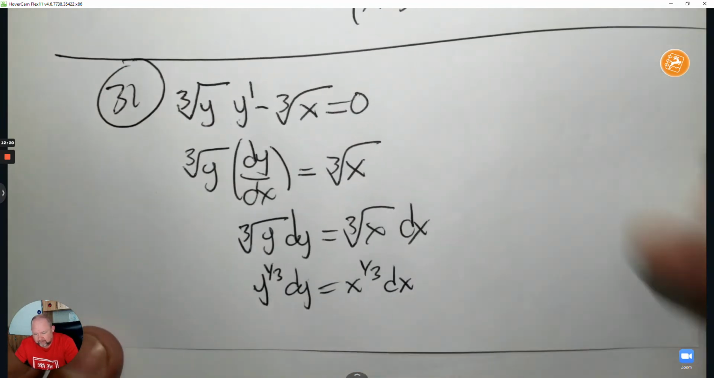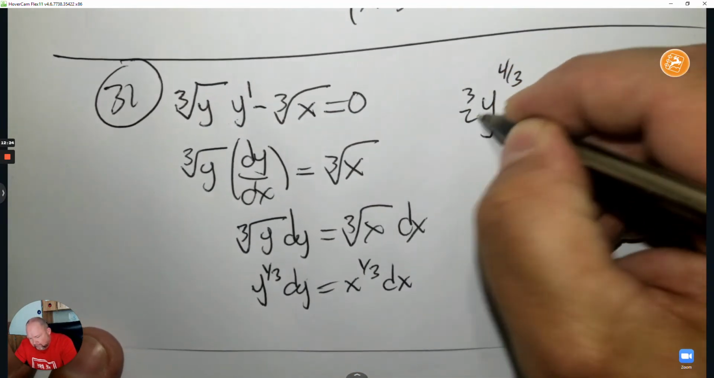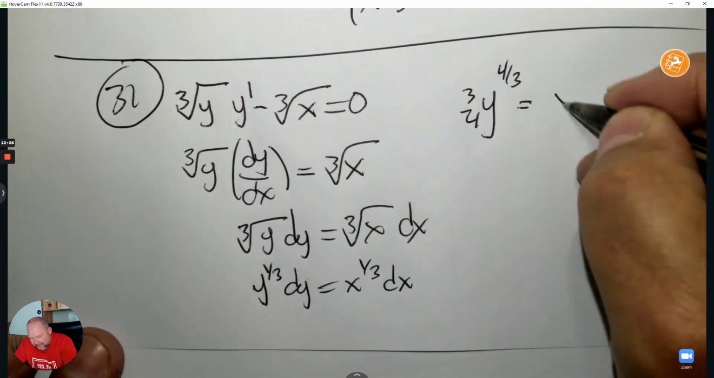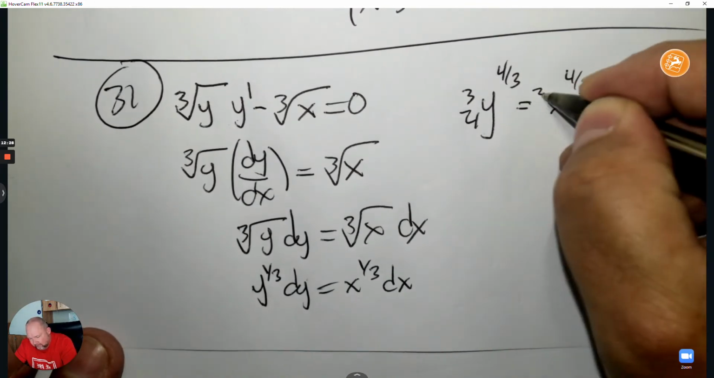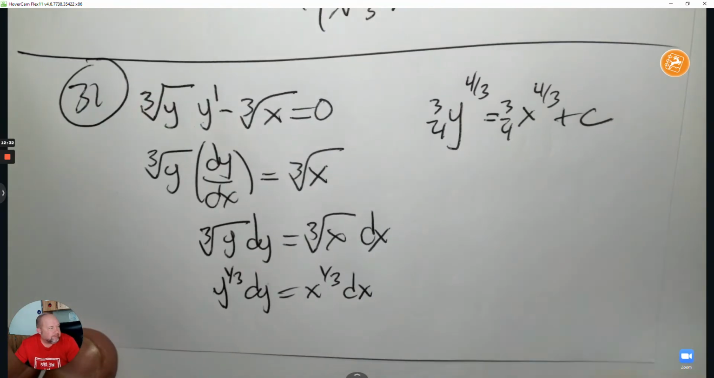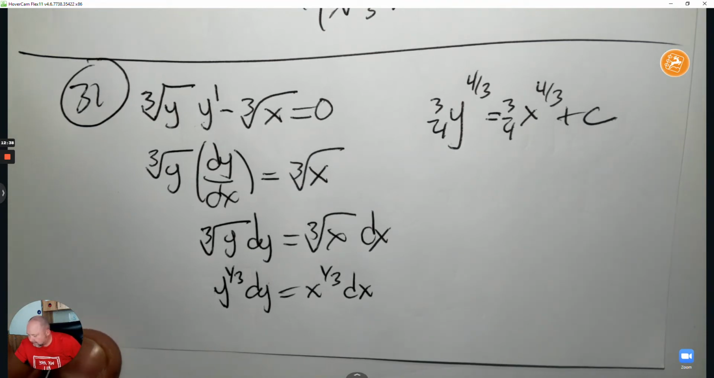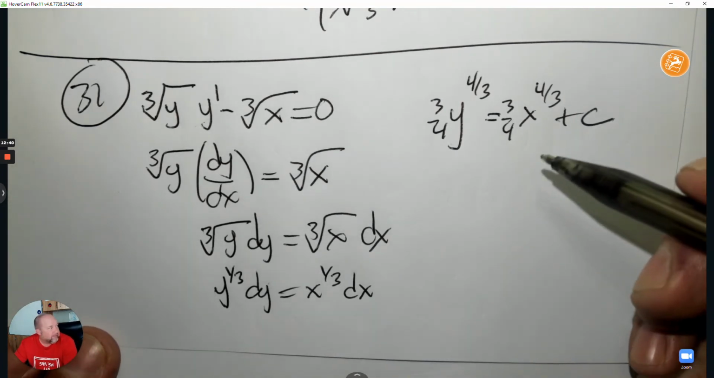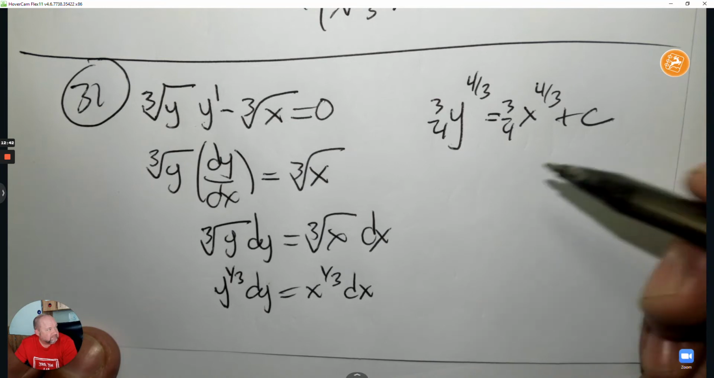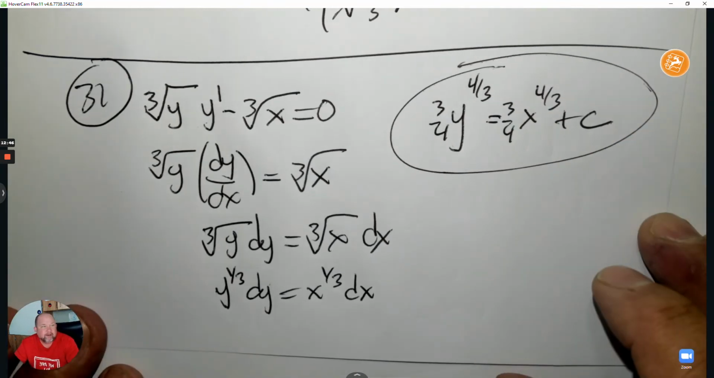You just add 1 to the exponent and then the reciprocal instead of dividing. Add 1 to the exponent and then the reciprocal. And that's a good answer. It didn't say to solve for y. And there you go.